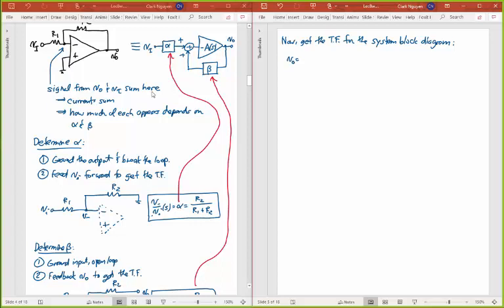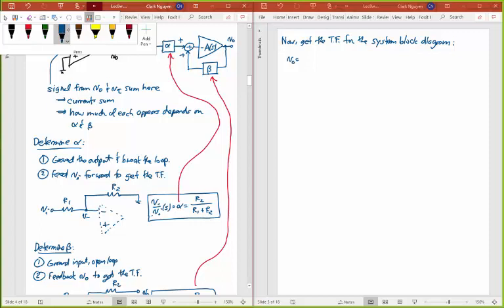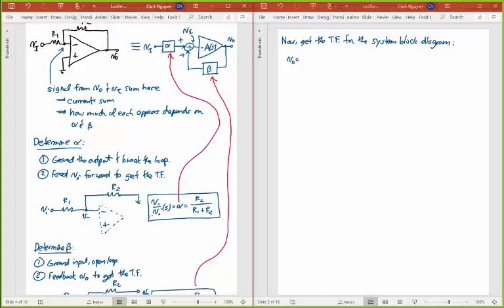So V0 is basically going to be whatever's going into my amplifier times minus A of S. And whatever's going into my amplifier, let's call that our error voltage, like we did before. And so in this case, V0 is going to be minus A of S times that error voltage. And I know that the error voltage is just what happens through that summer there, so it's going to be equal to alpha times VI plus beta times V0.